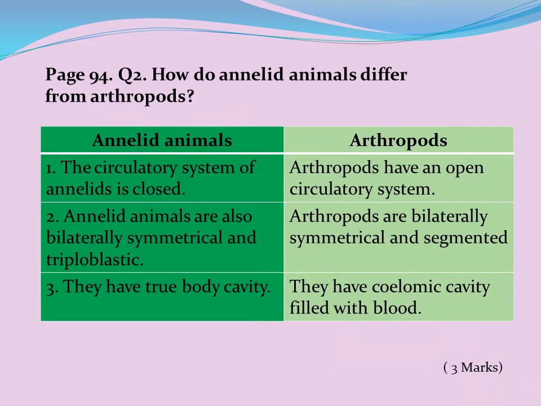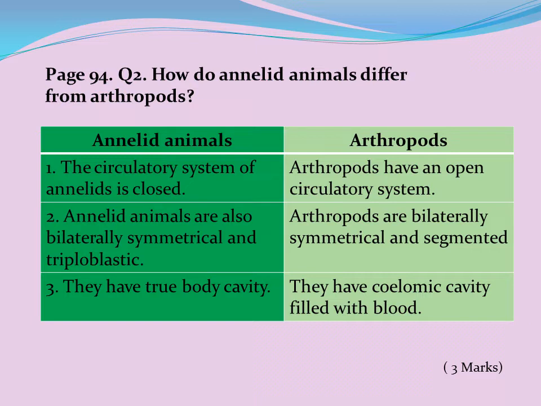Page number 94. Question number 2. How do annelid animals differ from arthropods? Answer. 1. The circulatory system of annelids is closed. Arthropods have an open circulatory system.